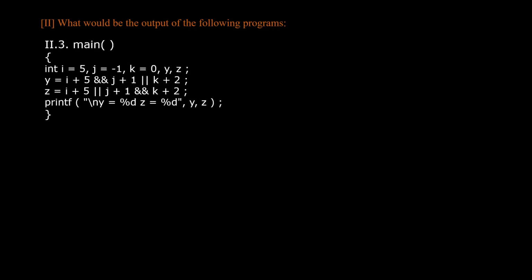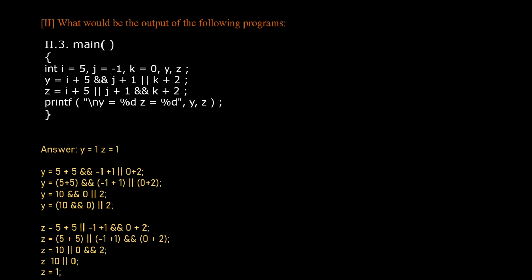Third question: I is equal to 5, j is minus 1, k is 0. Now we need to evaluate expressions for y and z. In y we have additive, logical and, plus, or and plus. Additive has high priority, then logical and, then logical or. And even in z, additive first and then or. Let's see the answer where I have explained it using braces.